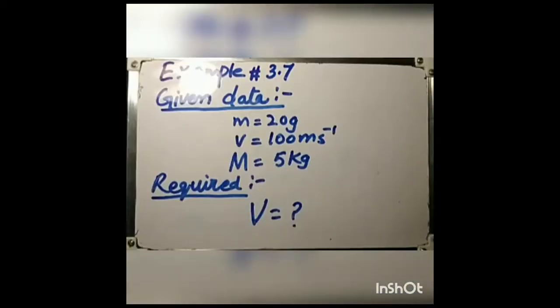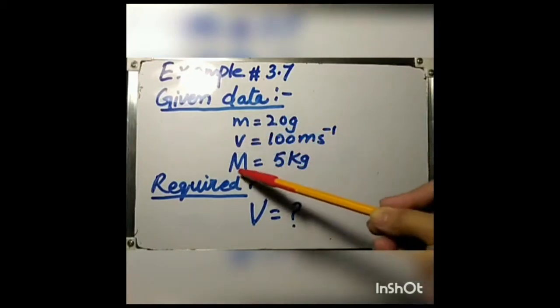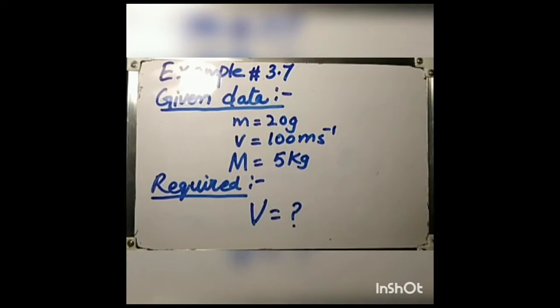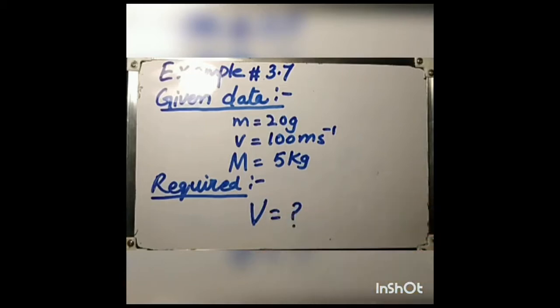Okay, now students, I will tell you how to do it in your practice copies. First of all, you will write the example number 3.7. Then you will write the example, which is: a bullet of mass 20 gram is fired from a gun with a muzzle velocity of 100 meter per second. Find the recoil of the gun if its mass is 5 kg. First of all, we will write the given data, which is small m 20 grams, small v 100 meter per second, and capital M is 5 kgs. Then we will write the required value, capital V, which is unknown.